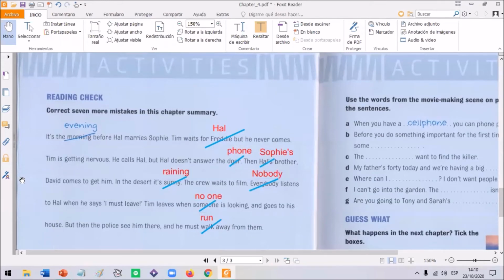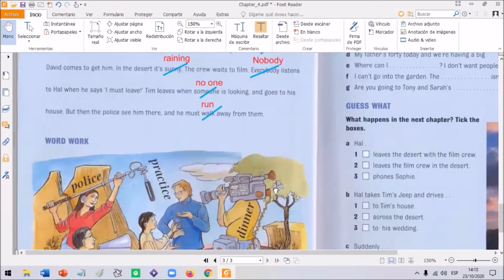In the desert, it's raining. The crew waits to film. Nobody listens to Hal when he says, "I must leave." Tim leaves when no one is looking and goes to his house. But then the police see him there and he must run away from them. Okay, now let's go on.